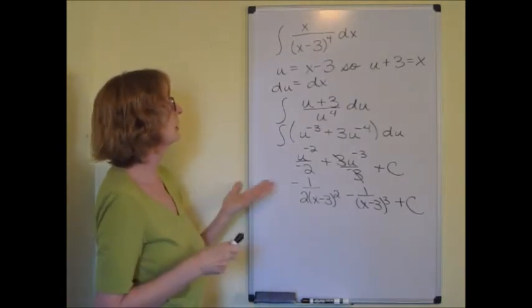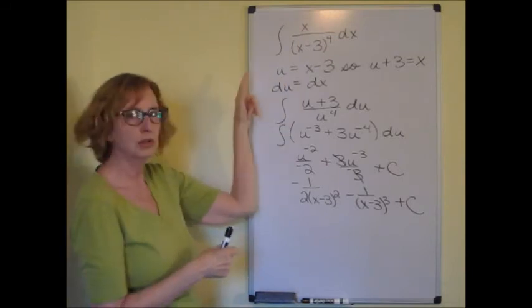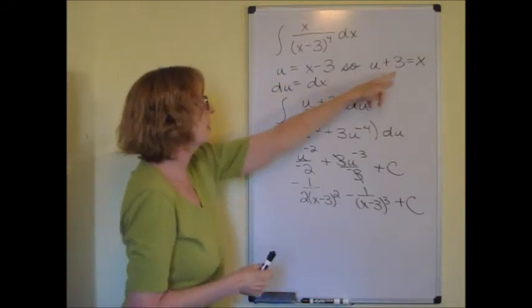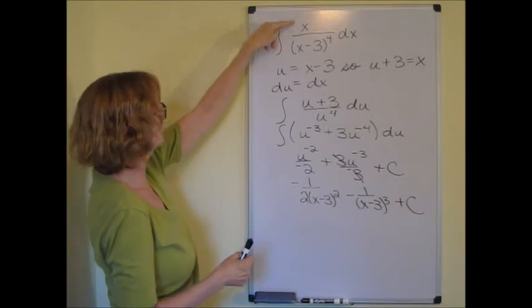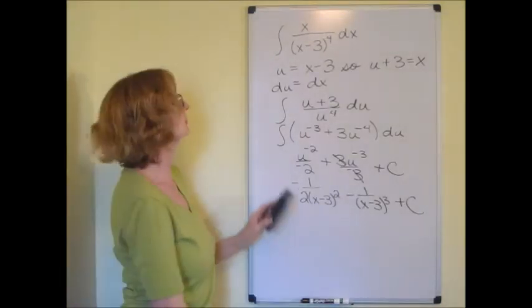Again, the trick is there was an extra x in there, so I had to use my u equation to solve for x, so I'd have something to plug in for that variable x. Let's try another one.